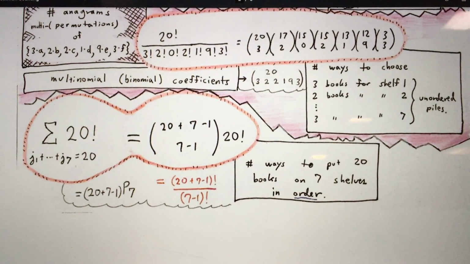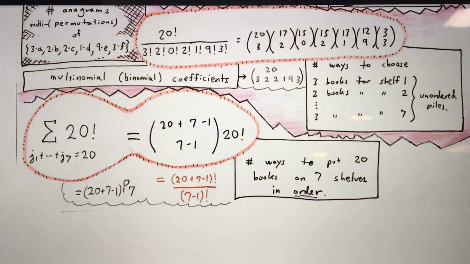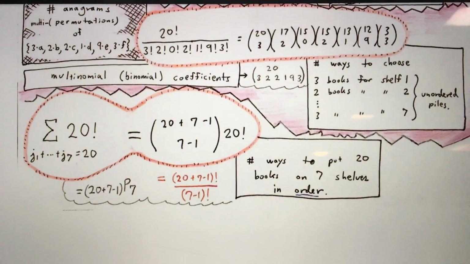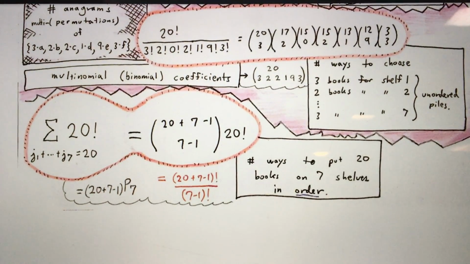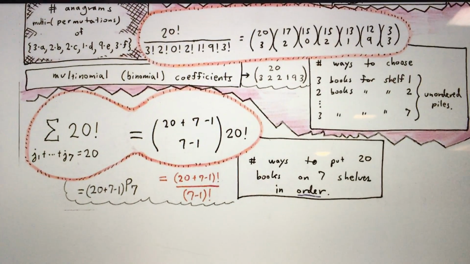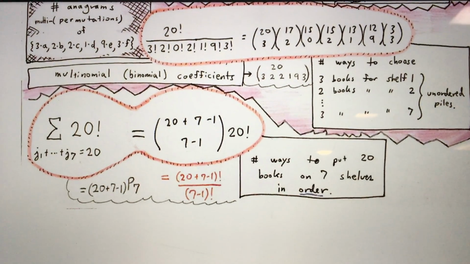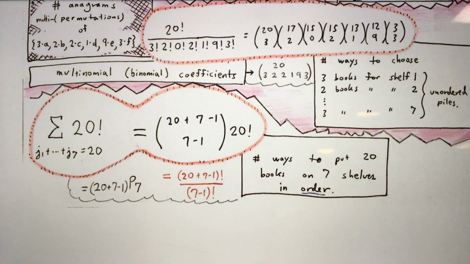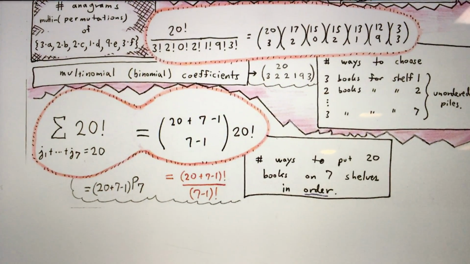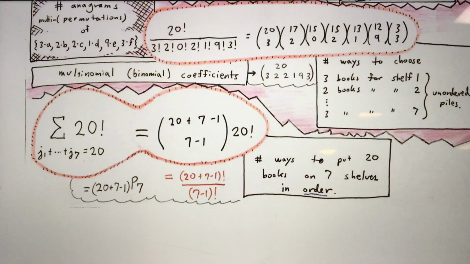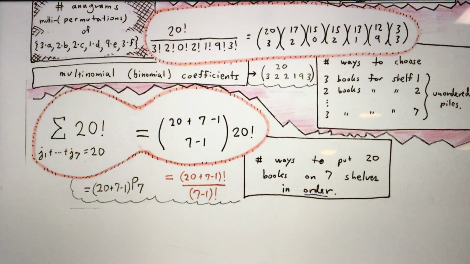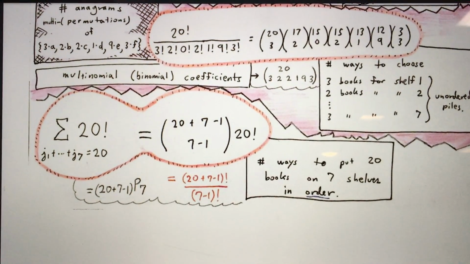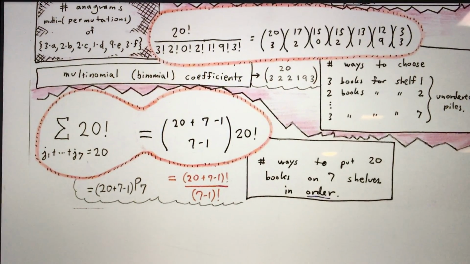Okay, two circled equations here. First, the circled equation at the top is an example of a formula or a theorem that we saw. The multi-permutation formula fraction has 20 factorial divided by a bunch of numbers, 3 factorial, 2 factorial. I threw in a 0 factorial, 2 factorial, 1 factorial, 9 factorial, 3 factorial. Those numbers on the bottom have to add up to 20.